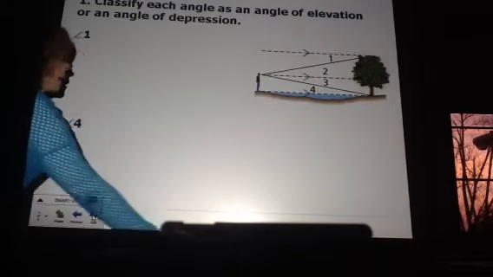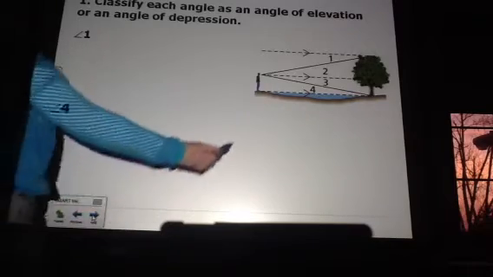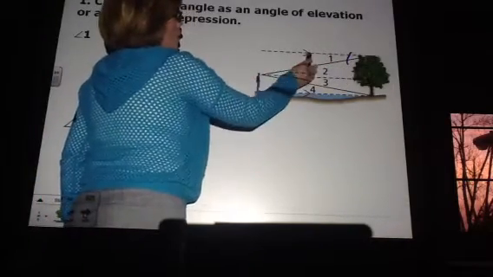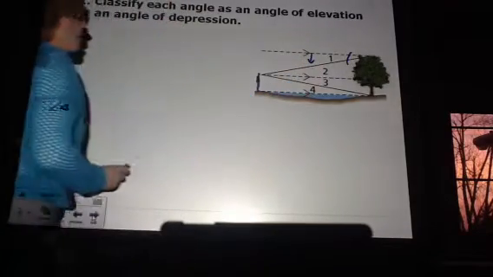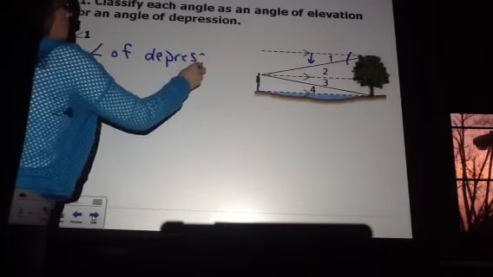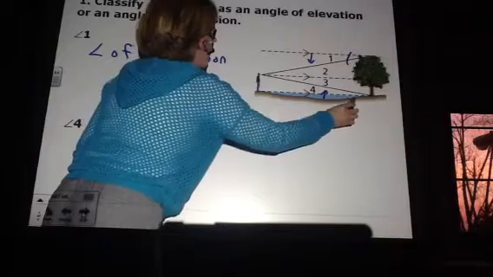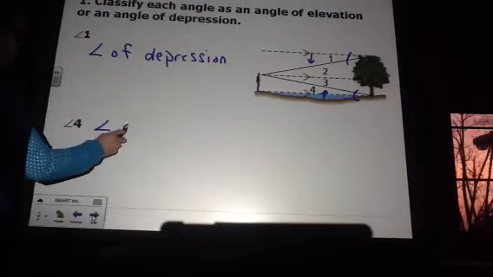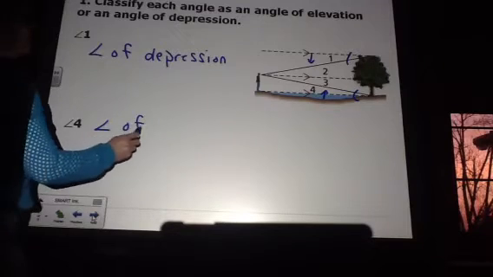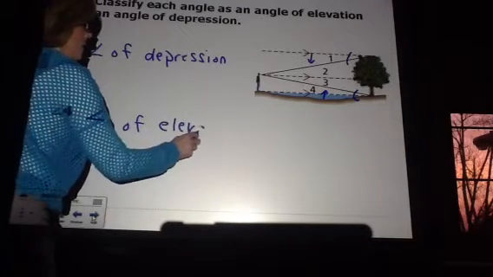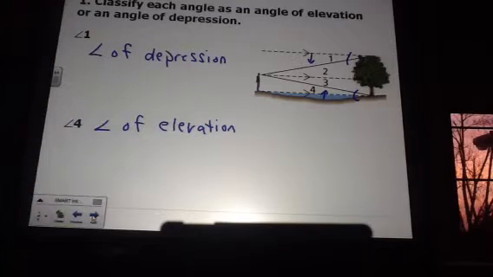Okay, so let's classify here. You've got angle 1. Angle 1 is this angle right here. You've got a horizontal line. The point is below it, so this is angle of depression. Angle 4. Here's your horizontal line. You go up because there's your angle 4. So because you're going up from the horizontal line, this is an angle of elevation.